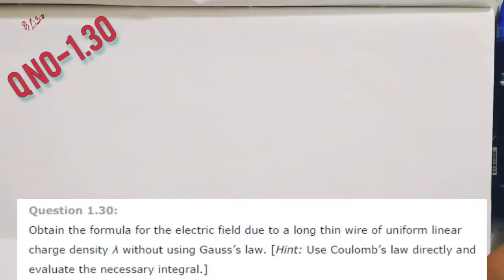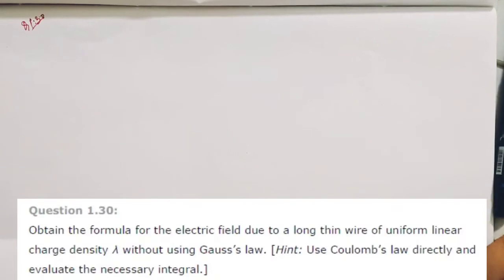So students, we will now discuss question number 1.30, additional exercise, electric charges and fields. In question 1.30 they are saying: obtain the formula of electric field due to a long thin wire of uniform linear charge density lambda, without using Gauss's law. Hint: use Coulomb's law directly and evaluate the necessary integral.